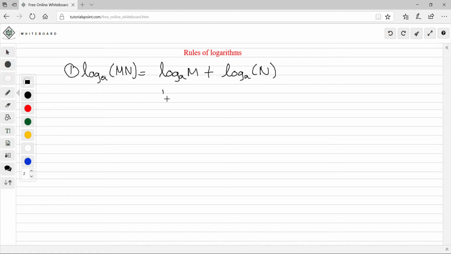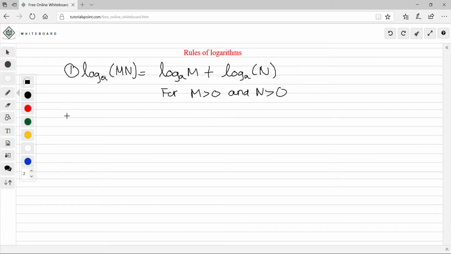For m is greater than 0 and n is greater than 0. So that basically means you cannot have a negative number in the log number.